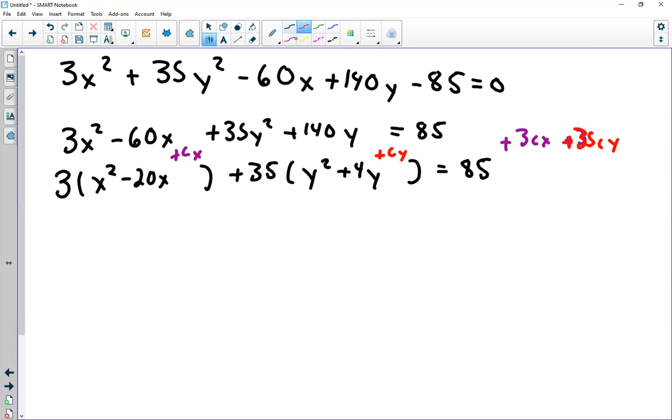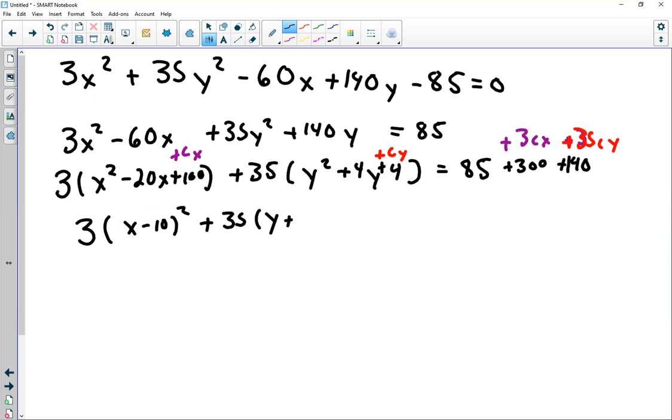Plus 4. And over here, positive 4 cut in half is 2, squared is 4. 4 times 35 is 140. You forgot a plus. Oh, yeah. Okay. It's just annoying that it comes back to 140. So this is going to be 3 times X minus 10 squared, plus 35 times Y plus 2 squared equals 525.